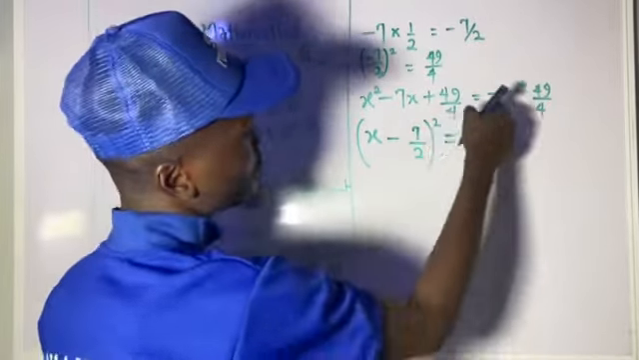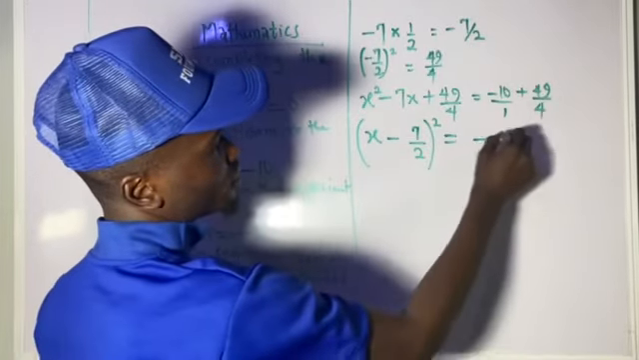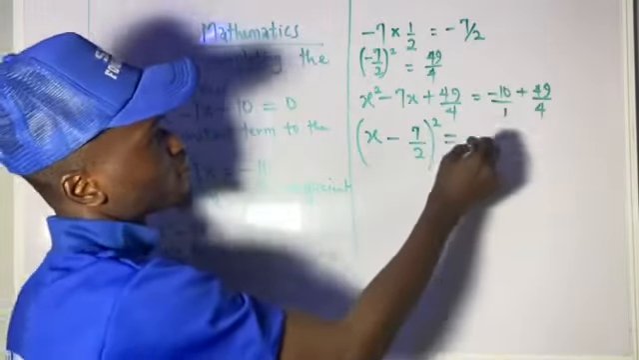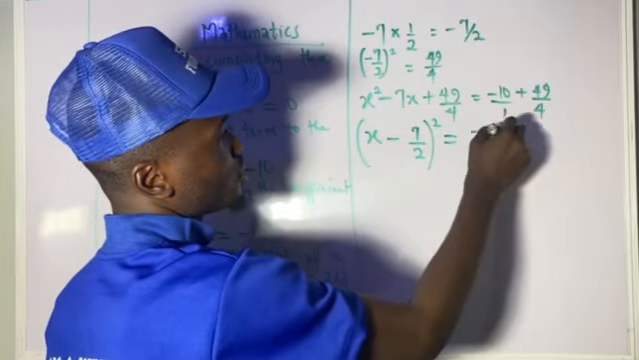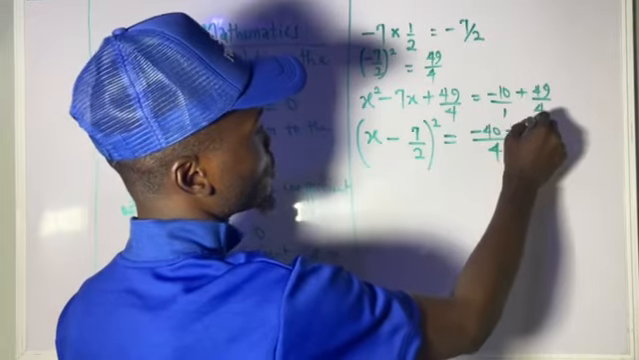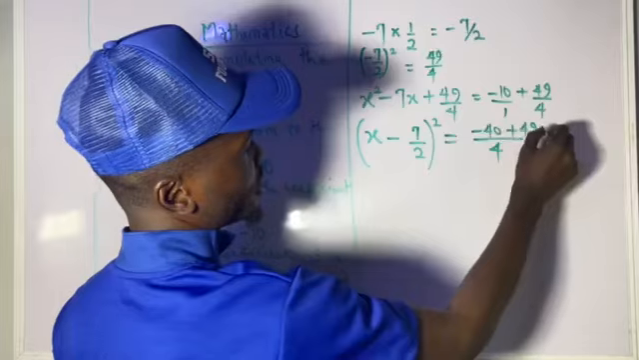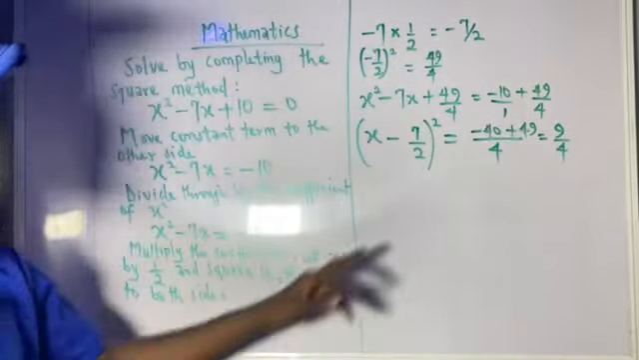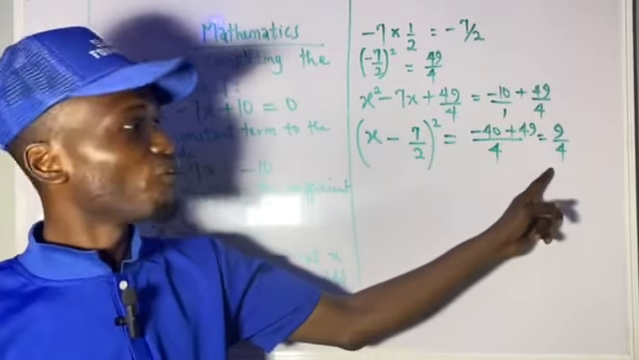Now from here, we can just take the LCM of the right-hand side. The LCM will be 4. How many 1 in 4? That's 4. 4 times minus 10 gives me minus 40. Plus, how many 4 in 4? 1. 1 times 49 gives me 49. So minus 40 plus 49 gives me 9 over 4. From here, we have x minus 7 over 2 squared equal to 9 over 4.